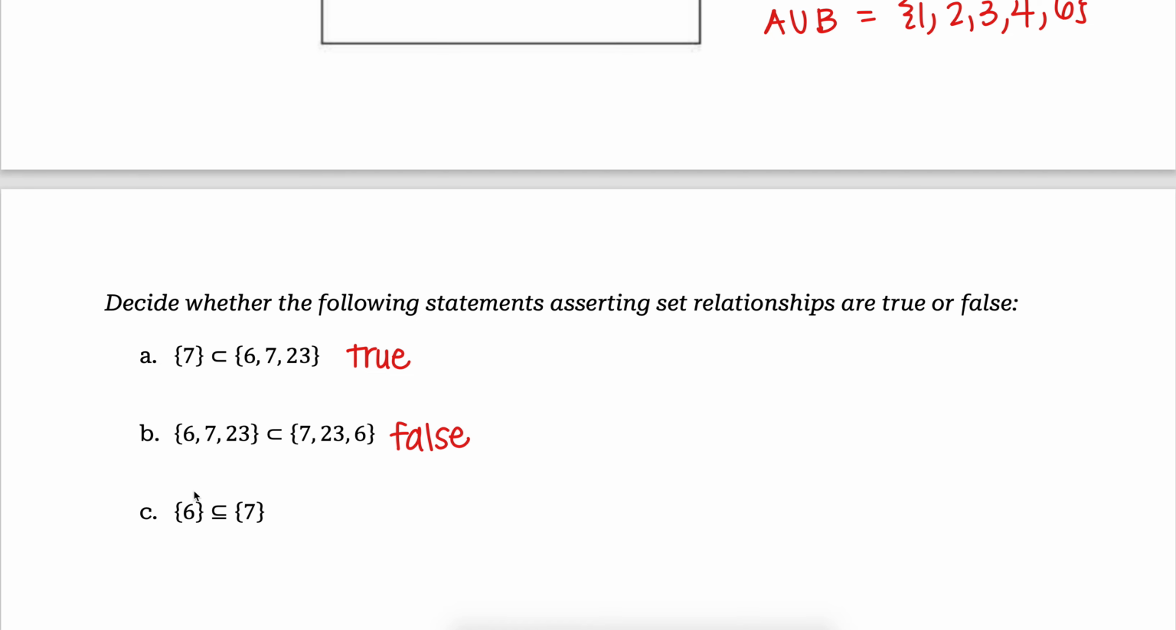And then the last one, the set containing the number 6 is a subset of the set containing 7, and that one is false as well, because 6 would need to be contained in the set on the right, and it is not.